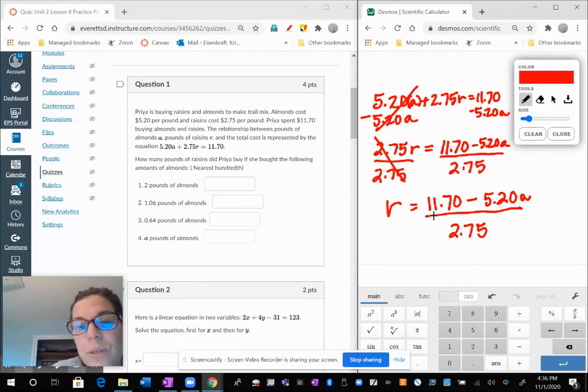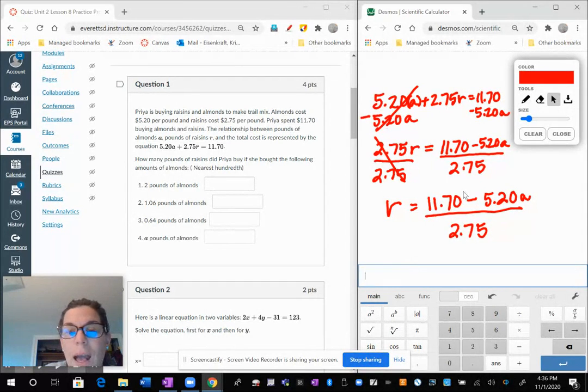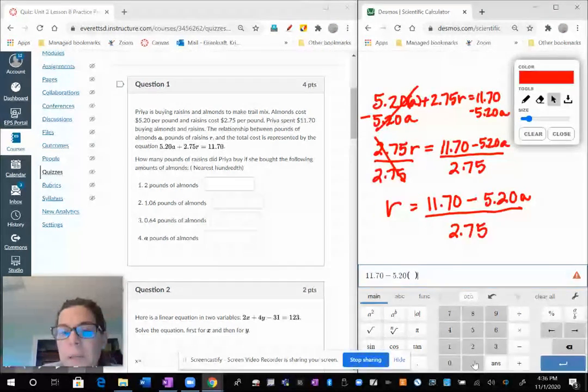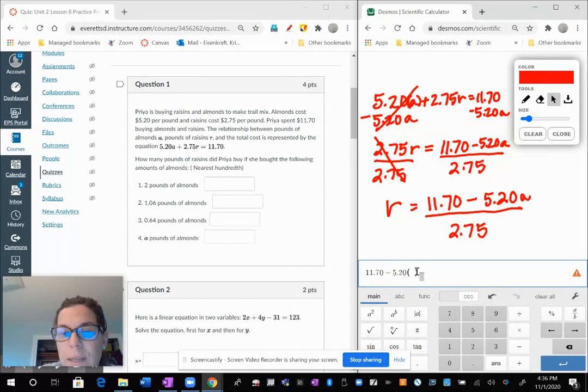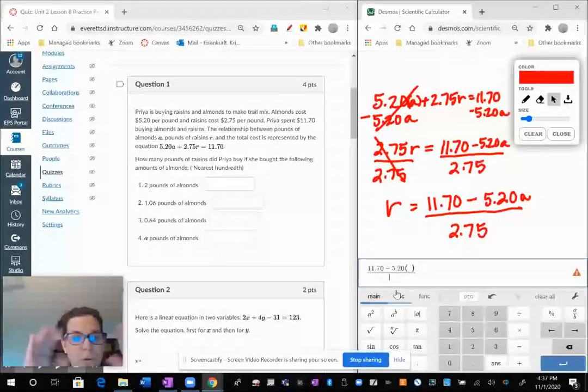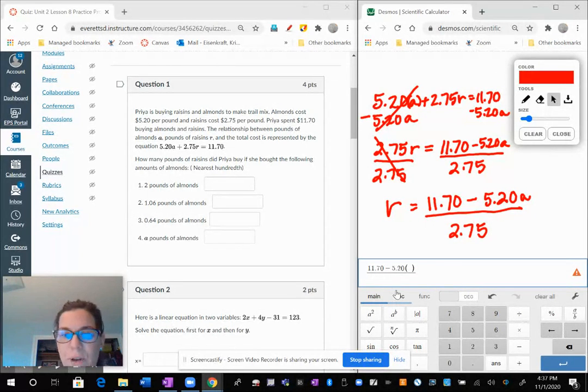This is a more efficient way to keep solving for the raisins. So let me show you what I'm talking about here when we use a calculator. I can type this expression in, 11.70, even if I don't know the amount of almonds yet. Just leave a parentheses. Then I'm going to hit divide. Actually, I'm going to take all of this and make this my top fraction. I also could have grouped it and divided, but I just like making it a fraction. 2.75, and I just use that A over B.